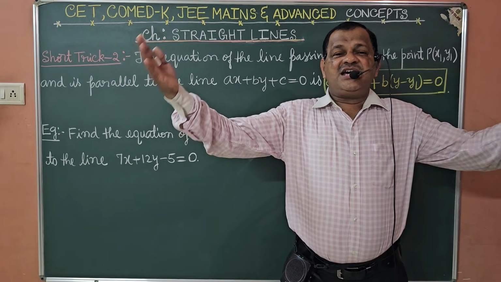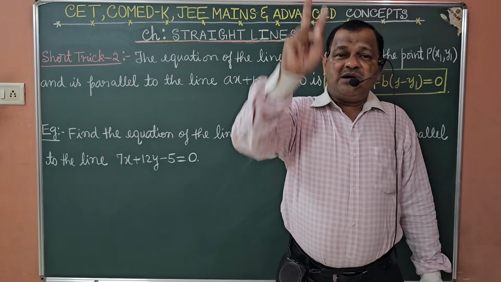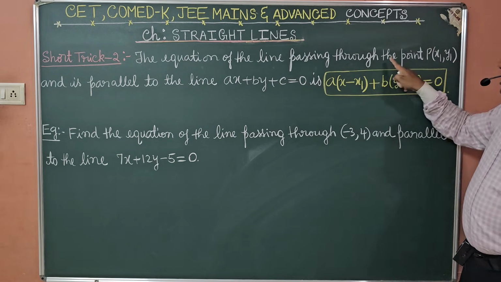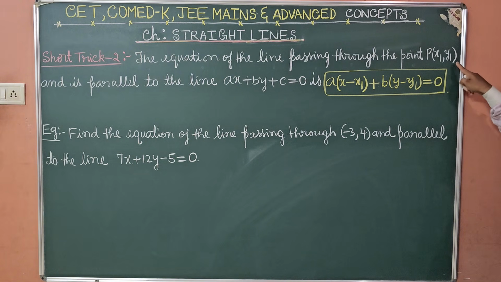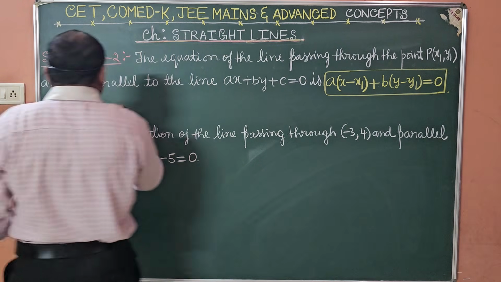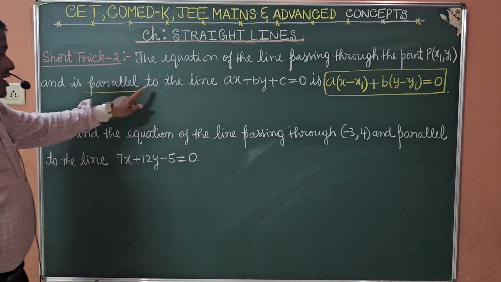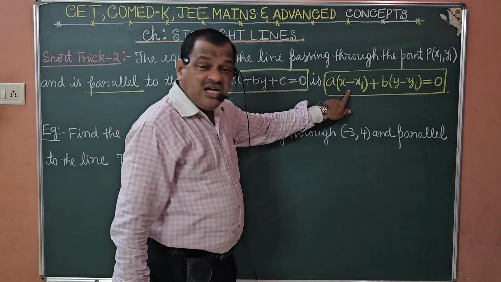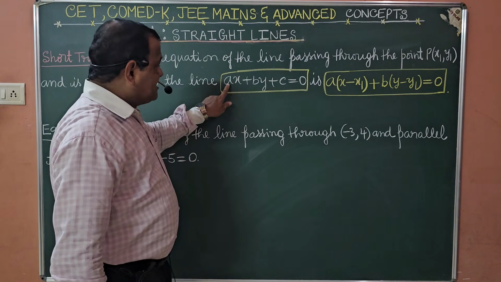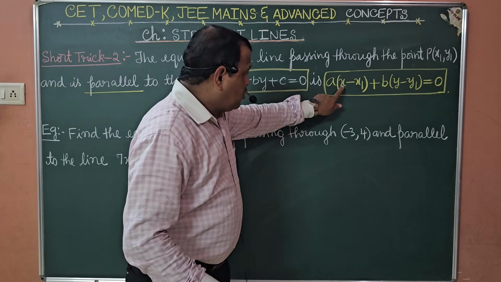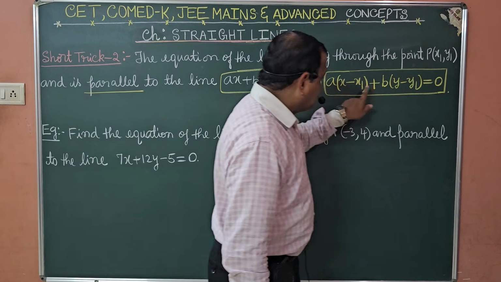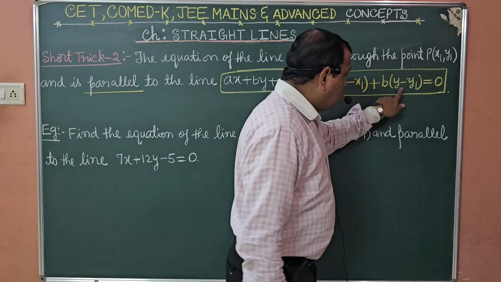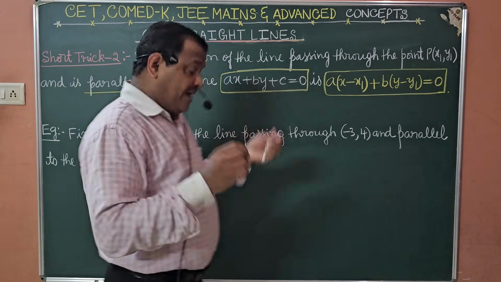So dear students, here I would like to introduce short trick number 2. Kindly read. The equation of the line passing through the point P of x1 y1, and is parallel, not perpendicular, to the line ax plus by is equal to 0 is, this is the formula. Say coefficient of x, a, should be written as it is, a, then open bracket x minus this x1, then in between plus, not minus, coefficient of y, b into y minus this y1 equal to 0.